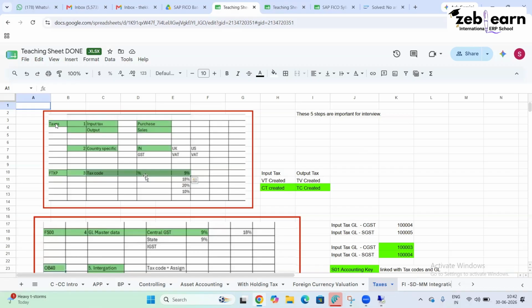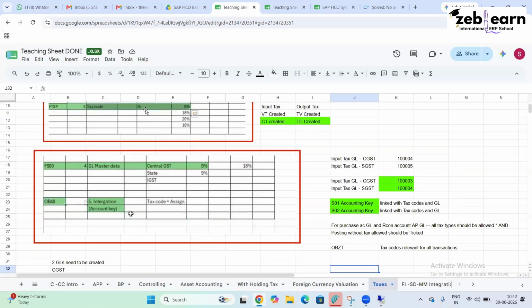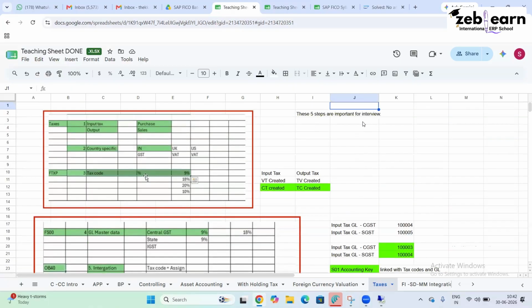So see, there are some steps here. First step, we have to define whether it is input tax or output tax. Then it has to be country specific. In India it will be GST. In UK there is VAT. In US there is VAT. Then there should be a tax code, the percentage of money that goes to the tax. We have to make a GL for those. And then we have to do integration also. We have to go to OB40 and assign the tax code with the account key. And then this tax code should be visible in the vendor invoice once we make that. So these are the steps we have to do.